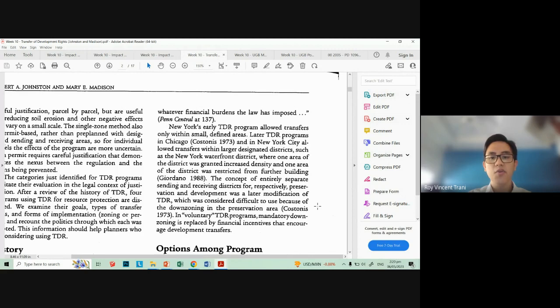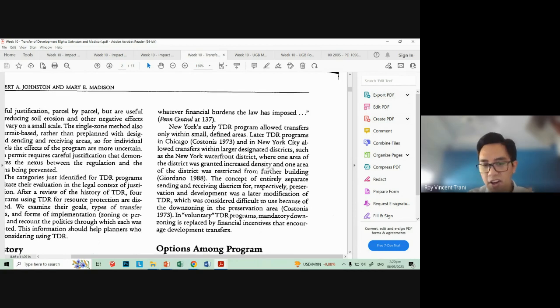of TDR, which was considered difficult to use because of the down zoning in the preservation area. So in voluntary TDR programs, mandatory down zoning is replaced by financial incentives that encourage development transfer.